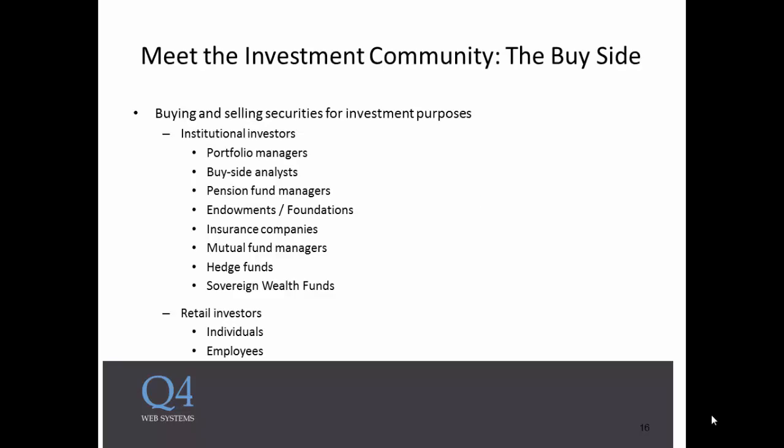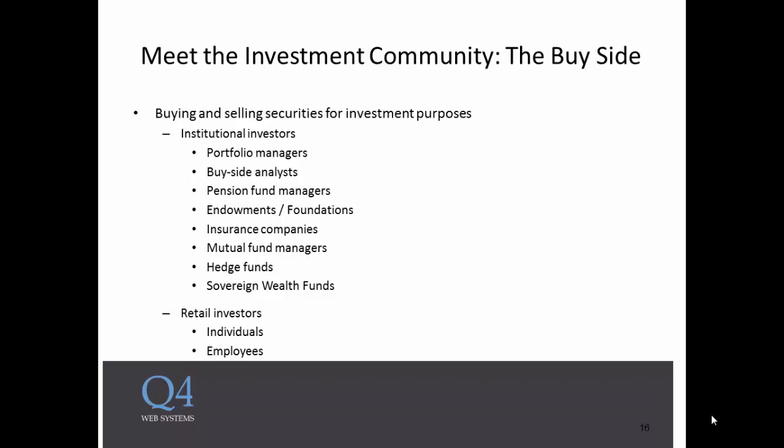Well, on one side you have the buy side. These are the folks that are buying and selling securities or stocks for investment purposes. The largest piece of the buy side are institutional investors. Those are portfolio managers, analysts, pension fund managers. These are folks that work at foundations or insurance companies. They're mutual fund investors. They are hedge funds as well, and they're sovereign wealth funds.